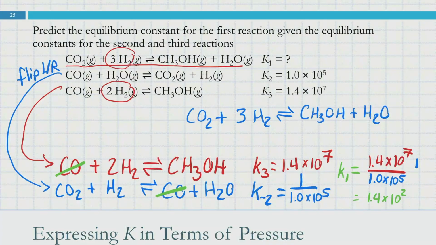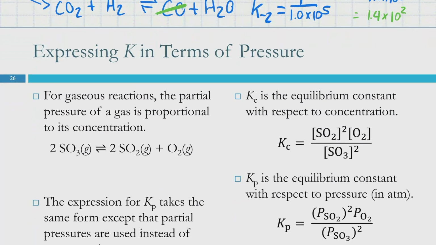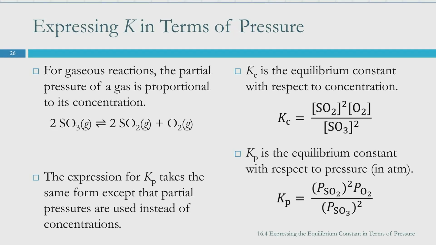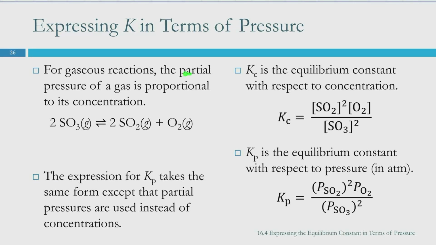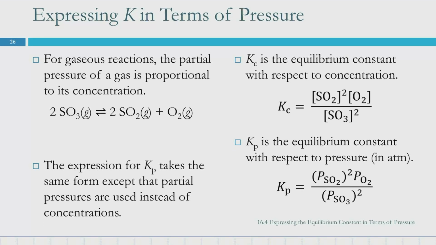Another fun thing that we can do that we haven't done yet is express K in terms of pressure. So when we're working with things that are roughly ideal, we can do this. For gaseous reactions, the partial pressure of a gas is proportional to its concentration. And our expression for Kp takes the same form, except that we use partial pressure instead of concentrations.